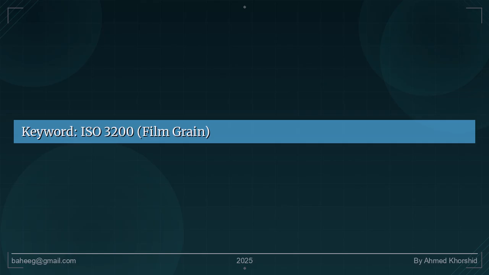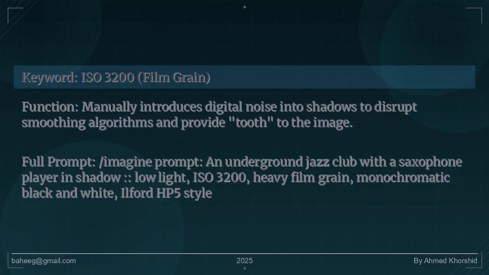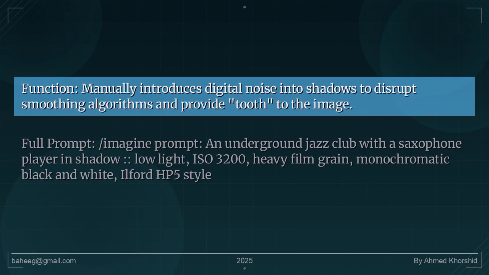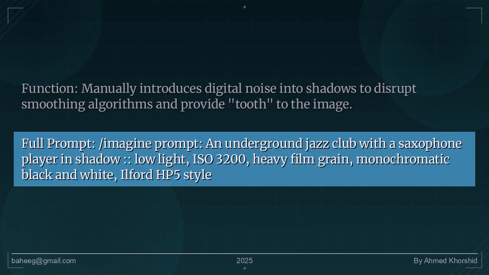Keyword: ISO 3200, film grain. Function: manually introduces digital noise into shadows to disrupt smoothing algorithms and provide tooth to the image. Full prompt: imagine prompt, an underground jazz club with a saxophone player in shadow, low light, ISO 3200, heavy film grain, monochromatic black and white, Ilford HP5 style.